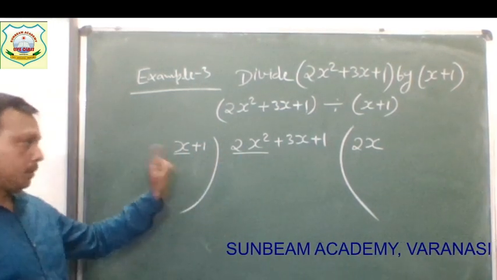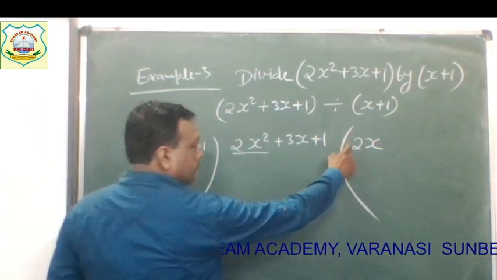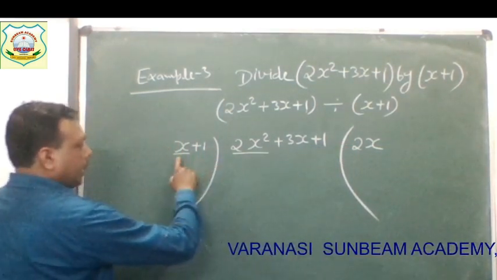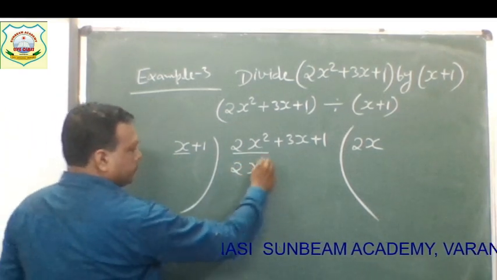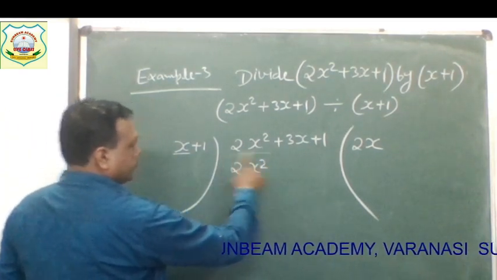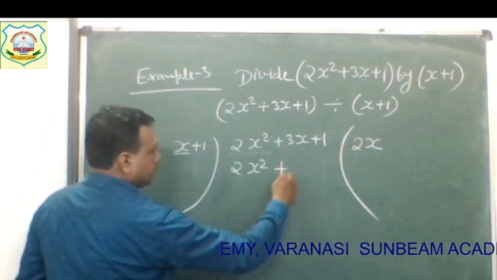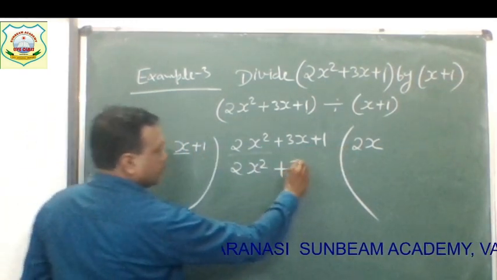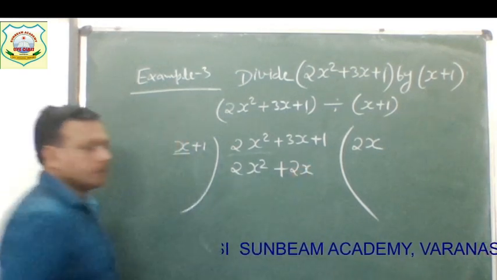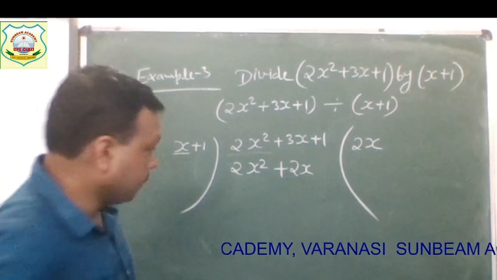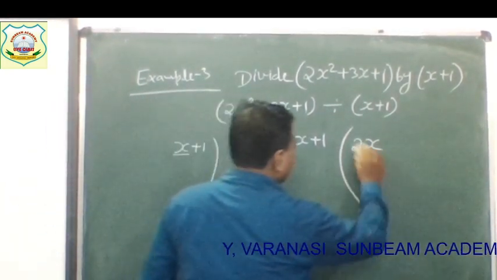Now this 2x is multiplied with these two values. 2x into x: first of all, see, this is a plus sign and here also plus sign. Plus plus plus. 2x into x, 2x square. Now here plus and plus, plus. 2x into 1, then 2x. This way we have to write. Again I am telling you, students, I think maybe you have some confusion. Okay?